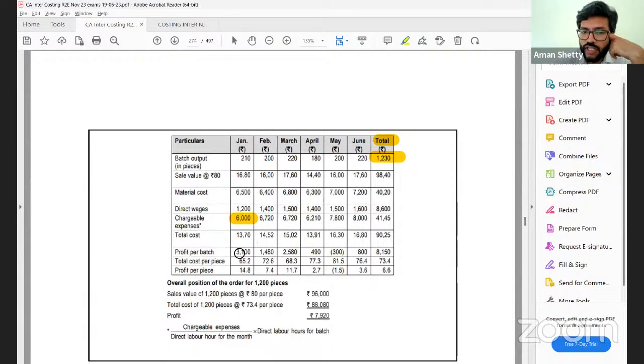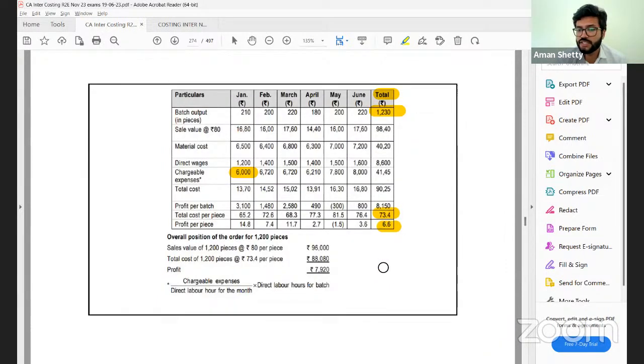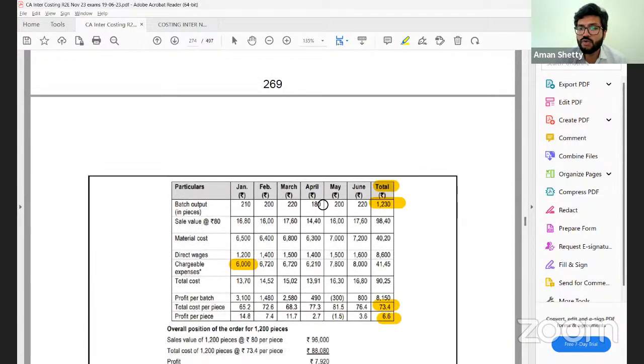Same way, you get total cost, then profit per batch is found out. Total cost per piece is divided by 210, and then profit per piece. Clear? What is important is you need to find out the totals here. Why? Because for 1,200 you will use the total information.